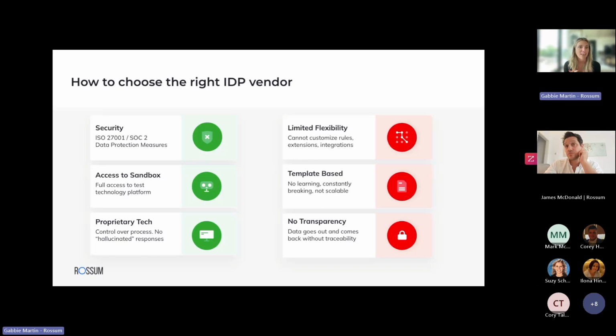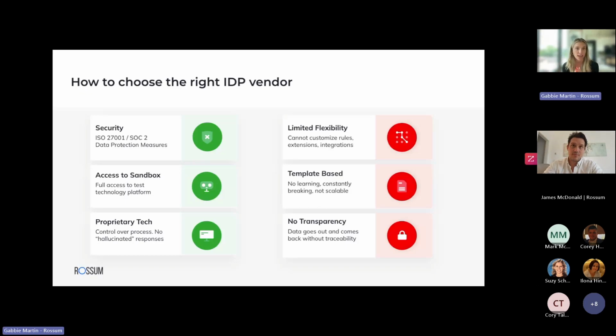The second would be they allow you to have access to a sandbox environment. So make sure to ask if you're able to upload your documents and get your hands on the platform itself. This way, you know that the teams aren't providing you with false results, and you can also use the user interface yourself to make sure it fits your team's specific needs.